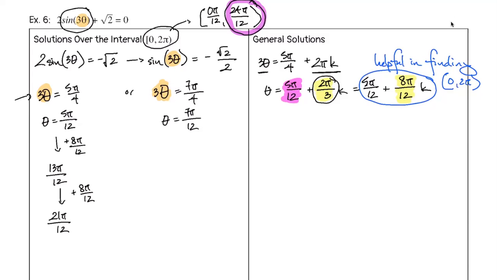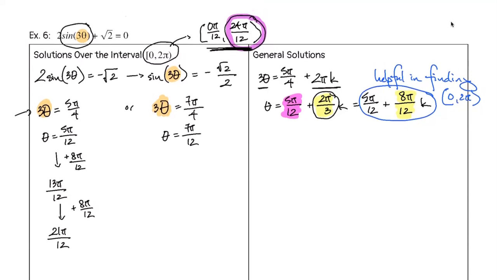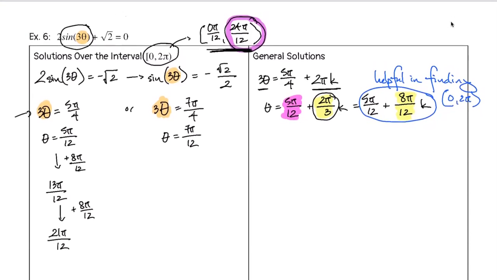So that's kind of the same thinking when we're saying here, I want to get all the solutions from 0 to 24 pi over 12, okay? But I don't want to go over 24 pi over 12 because then I've gone more than one rotation around the unit circle.